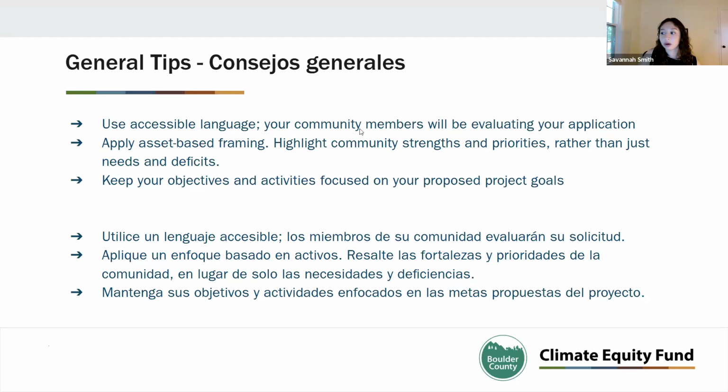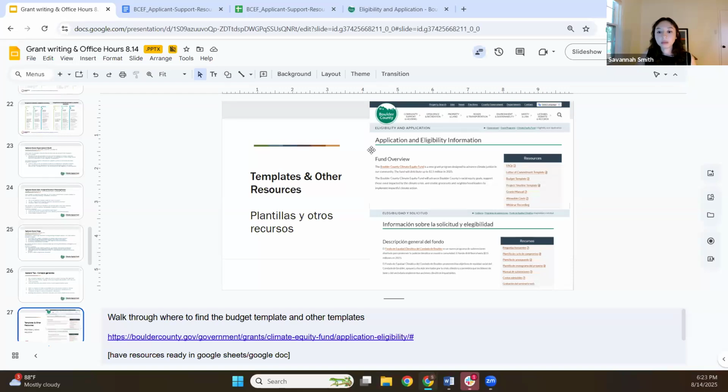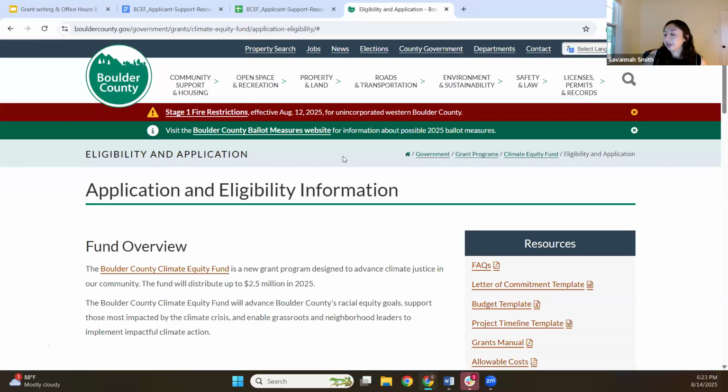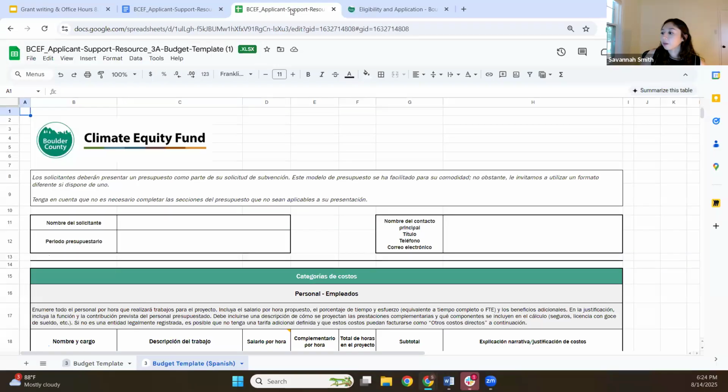Okay, I'm going to go over the templates really quickly, and I think answer one of your questions. If you go over to the Boulder County website, on the application and eligibility information, you can see the resources here. You can see the letter of commitment template, as well as the budget template and the project timeline template. These are going to download as a Word document, Excel, and looks like this is a Word document as well. I have the budget template here.